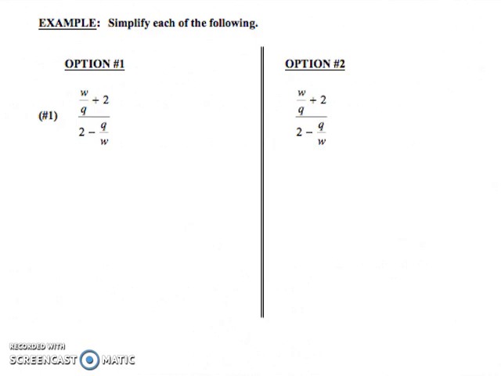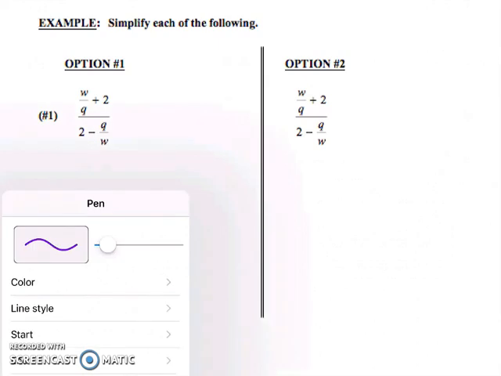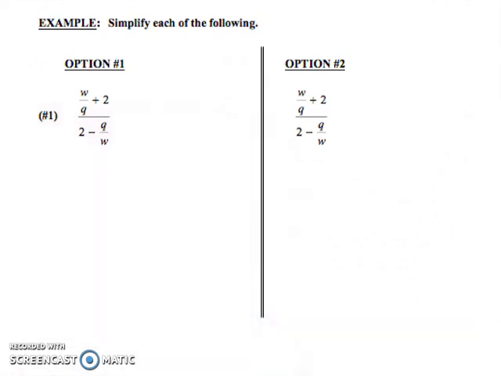All right, we're going to do it both ways. We're going to start with option one, the keep, switch, flip. Well, before we can keep, switch, flip, our first job is we need to make one fraction in the numerator and one fraction in the denominator. So when I look at my numerator, I've got two fractions here that I need to add together. This is over a 1, right?